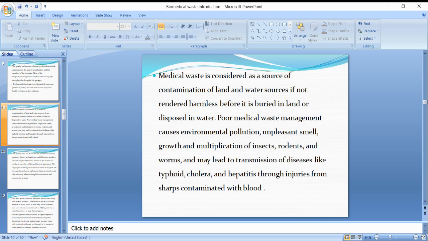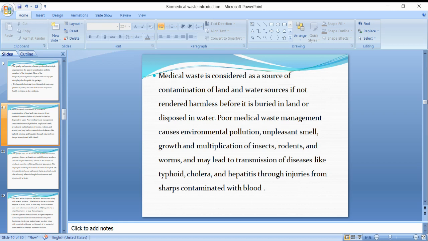Poor medical waste management causes environmental pollution. If the biomedical waste system is not controlled, it will cause environmental pollution. There will also be an unpleasant smell along with air pollution. The growth and multiplication of insects, rodents, and worms will also be greater, and they may lead to the transmission of diseases like typhoid.